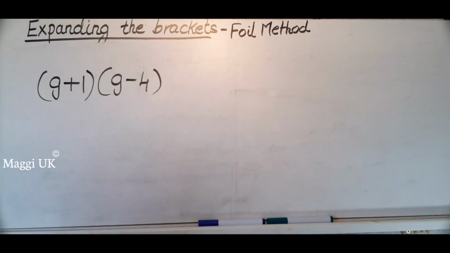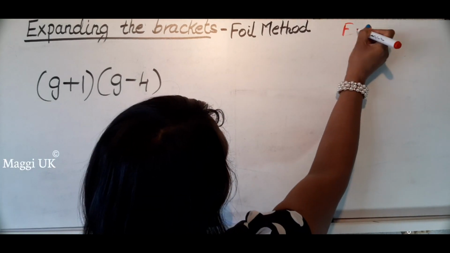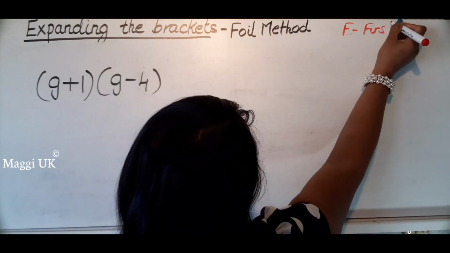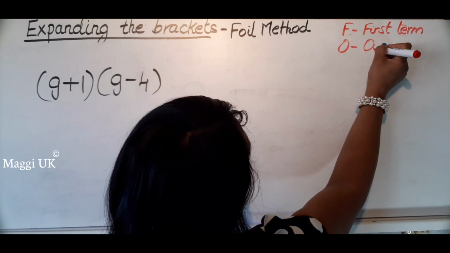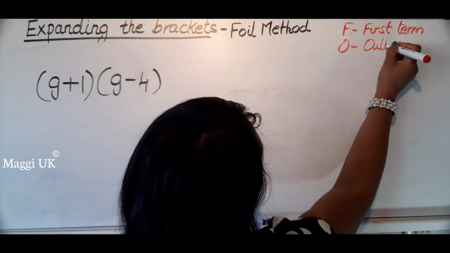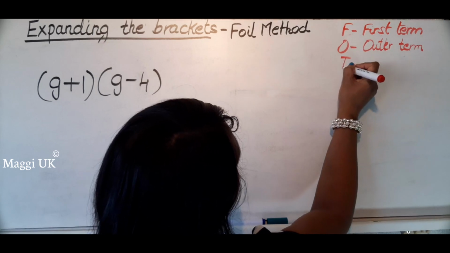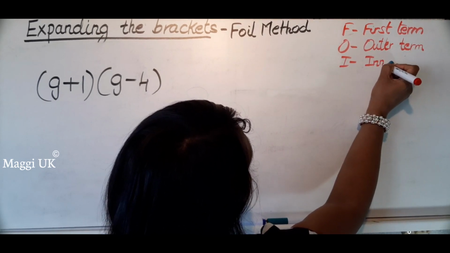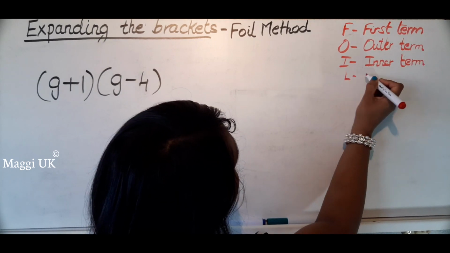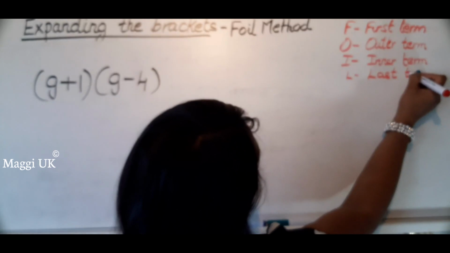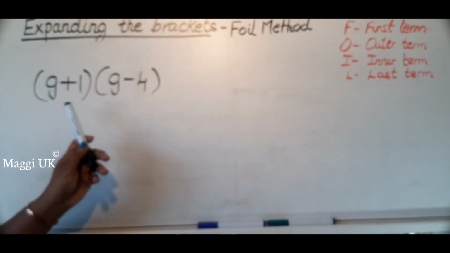I have an expansion for FOIL. First we have to see what FOIL means. F stands for first term, and the O stands for outer term, and I stands for inner term, and the L stands for the last term. So this is the expansion for FOIL method. So we need to follow this for this sum.